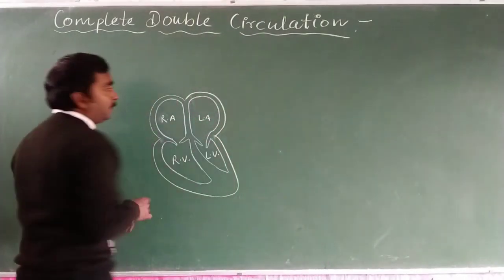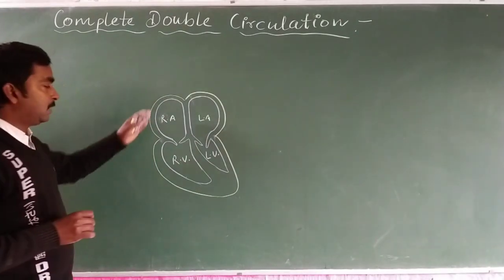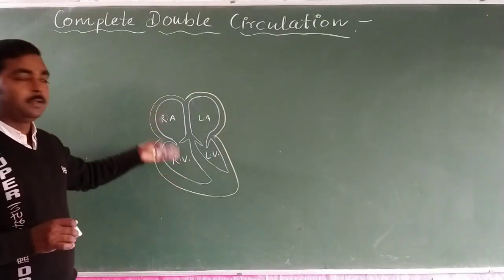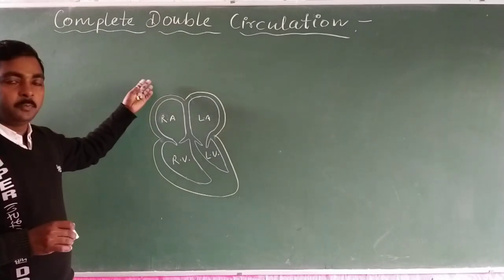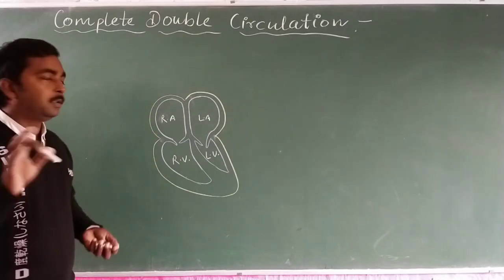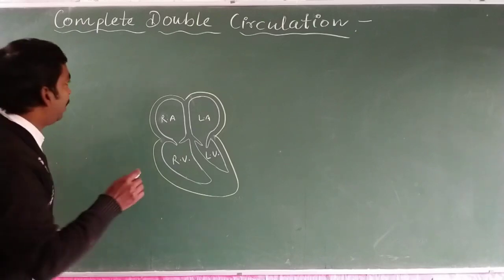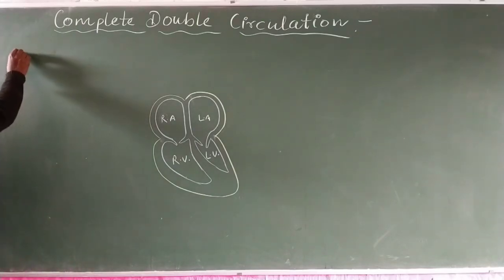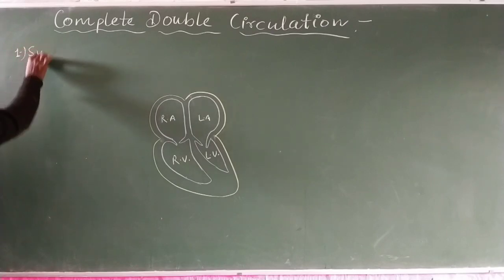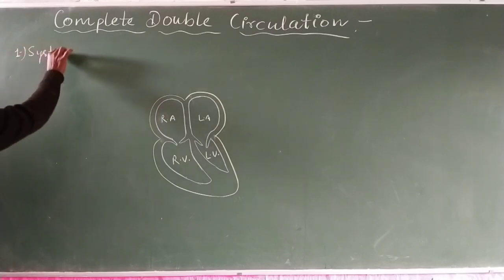So what is the complete double circulation? We will discuss it with the help of a diagram, by indicating the way of circulation through the various chambers. Complete double circulation involves two circulations. The first is known as systemic circulation.